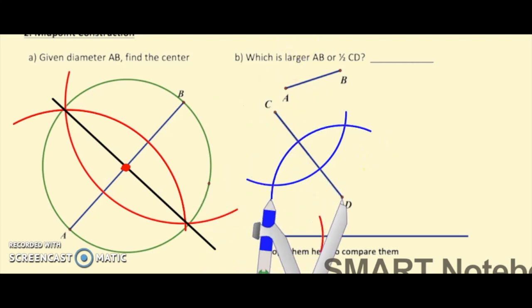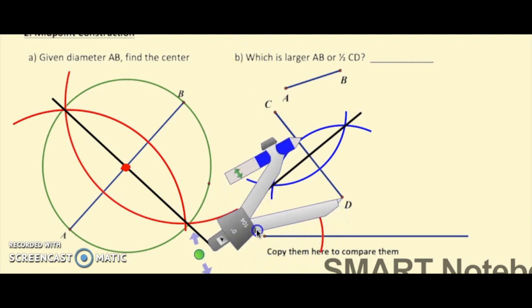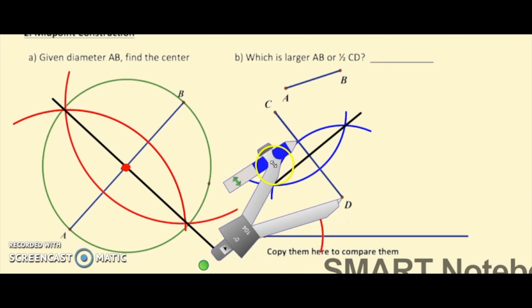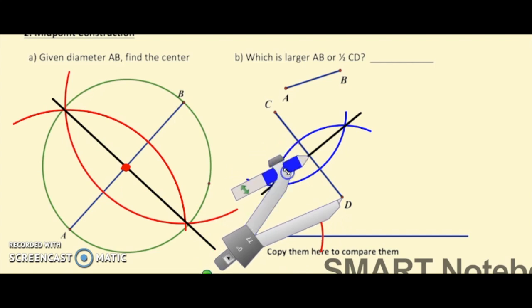Then I'm going to find my midpoint. So using a straight edge, I'm going to connect those. And I'm going to measure that length, because that length will be half of CD. So I'm going to measure that length from that endpoint to the midpoint. And then I'm going to compare these.